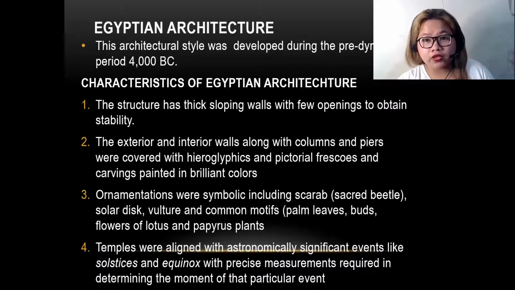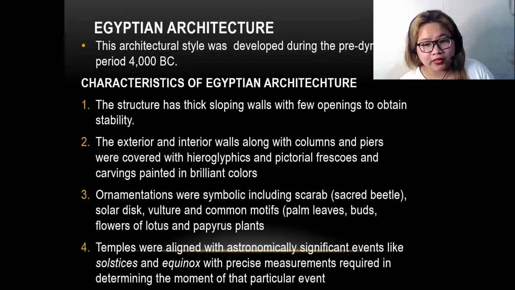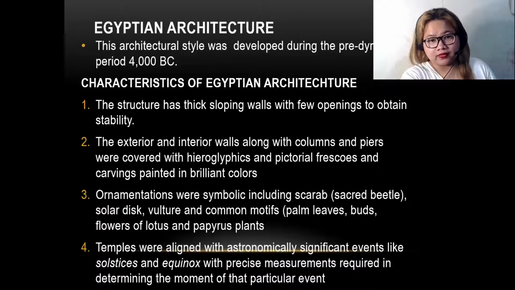So before na-discuss na natin what frescoes are. Ornamentations were symbolic, including scarab, sacred beetle, solar disk, vulture, and common motifs like palm, leaves, buds, flowers of lotus, and papyrus plants. Temples were aligned with astronomically significant events like solstices and equinox, with precise measurements required in determining the moment of that particular event.